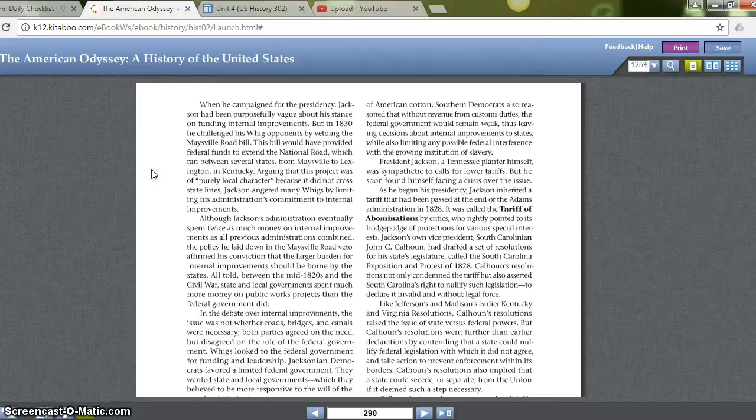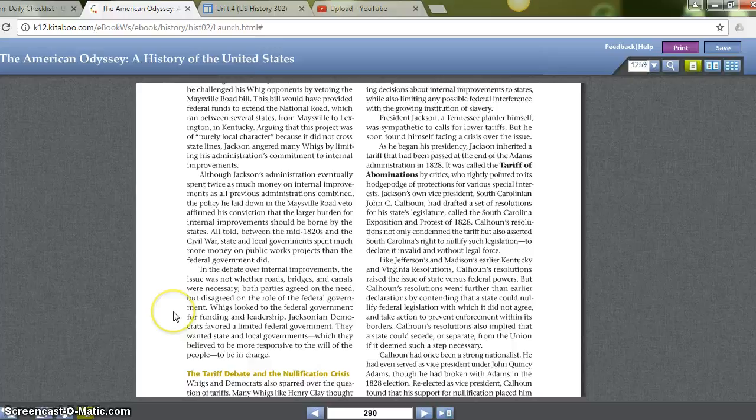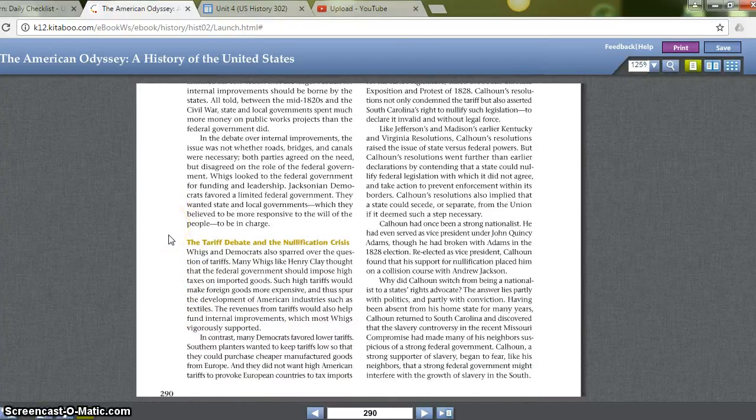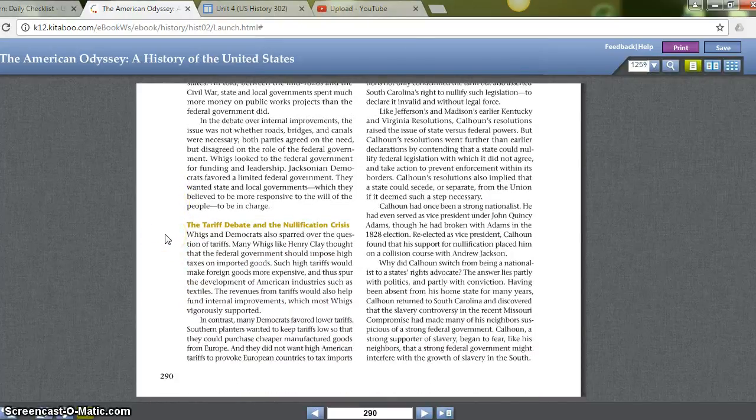All told, between the mid-1820s and the Civil War, state and local governments spent much more money on public work projects than the federal government did. In the debate over internal improvements, the issue was not whether roads, bridges, and canals were necessary. Both parties agreed on the need, but disagreed on the role of the federal government.